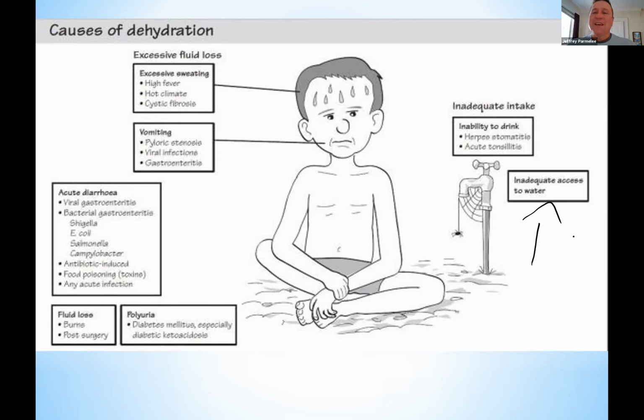But anyway, now your inability to drink, look at this. If you have tonsillitis or you have a painful mouth, you can't swallow. So that's also going to lead to dehydration. Excessive sweating, of course, if it's really hot and dry conditions, you're going to lose a lot of water that way. And then vomiting and diarrhea.